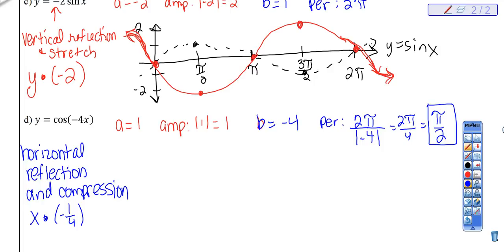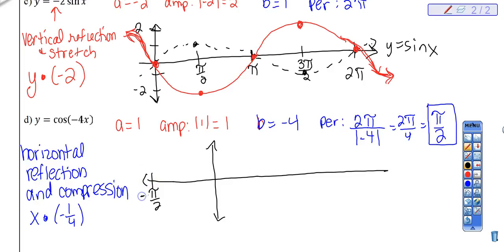So the graph is going to shrink. Instead of taking the graph and stretching it, you're going to accordion it. You're going to push the wave closer together. Because we are reflecting it horizontally, and our period is pi over 2, we need some of the left side of the x-axis, at least to negative pi over 2.